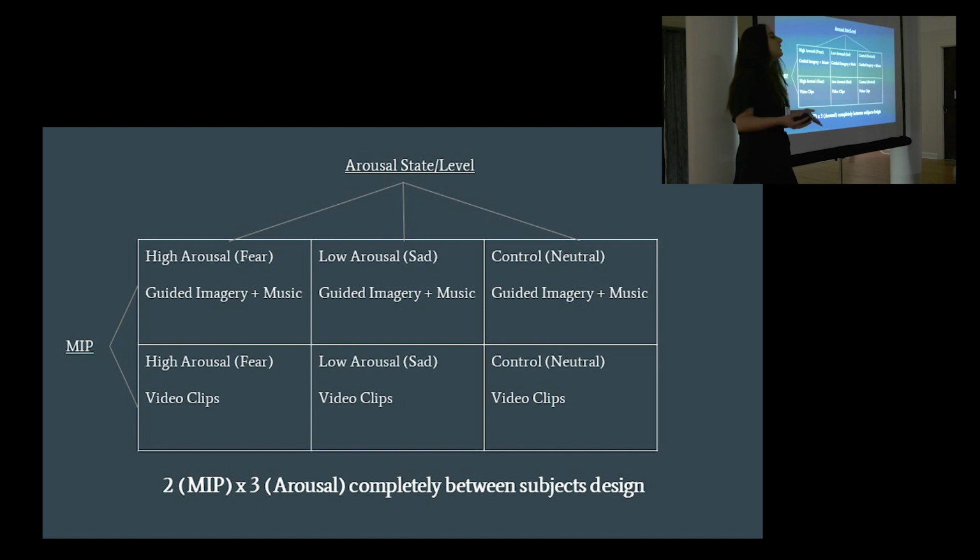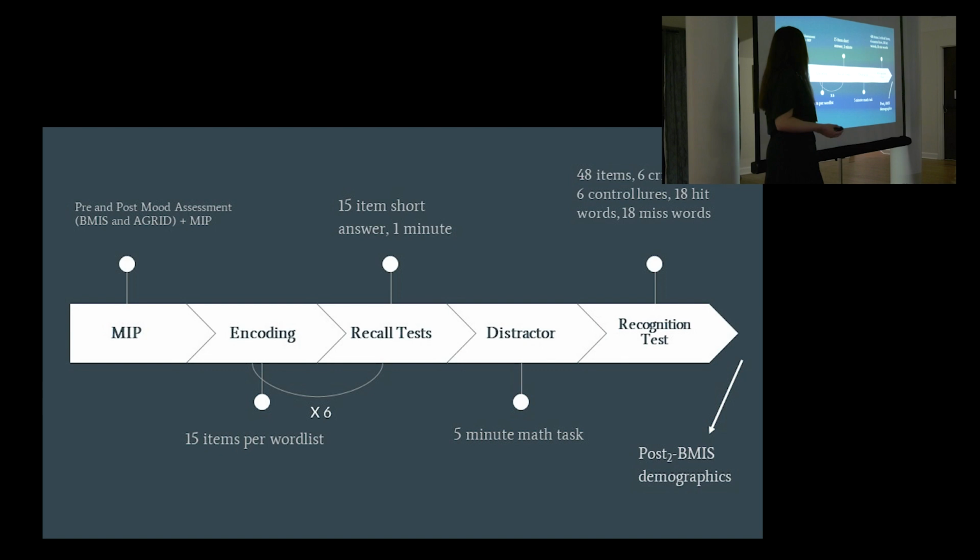So my methodology. I had 6 conditions. This was a completely between subjects design, which just means that everyone was in a different condition. So for half of my participants, I used the guided imagery and music mood induction procedure to put them in a given mood, and then for half I used video clips. A third of the participants were in a high arousal state, which was the fear condition. And then a third were in a low arousal condition, which was sadness. And then we had a control condition, where I wasn't trying to induce any certain state.